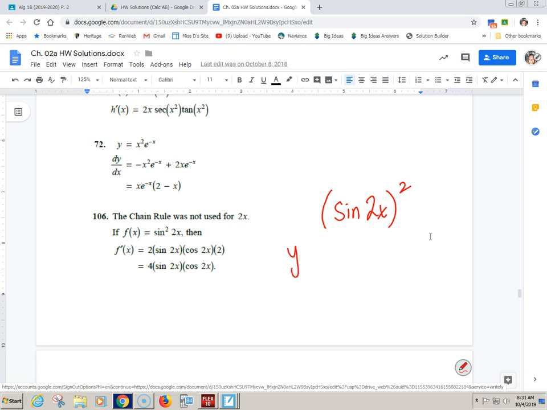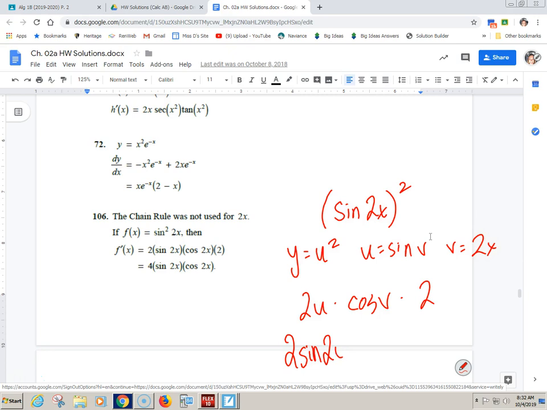So y is equal to the outer layer, and then the next layer, and then the next layer. So we take y prime times u prime times 2. If you're making mistakes, do it this way, because this way says who squared? u squared. 2 times what? 2u, and u needs to be sine of v, so you make sure you get the 2. Sine of not x, but 2x. Cosine of not x, but 2x. This way will save you as long as you plug in correctly, because it's 4 sine of 2x cosine of 2x.